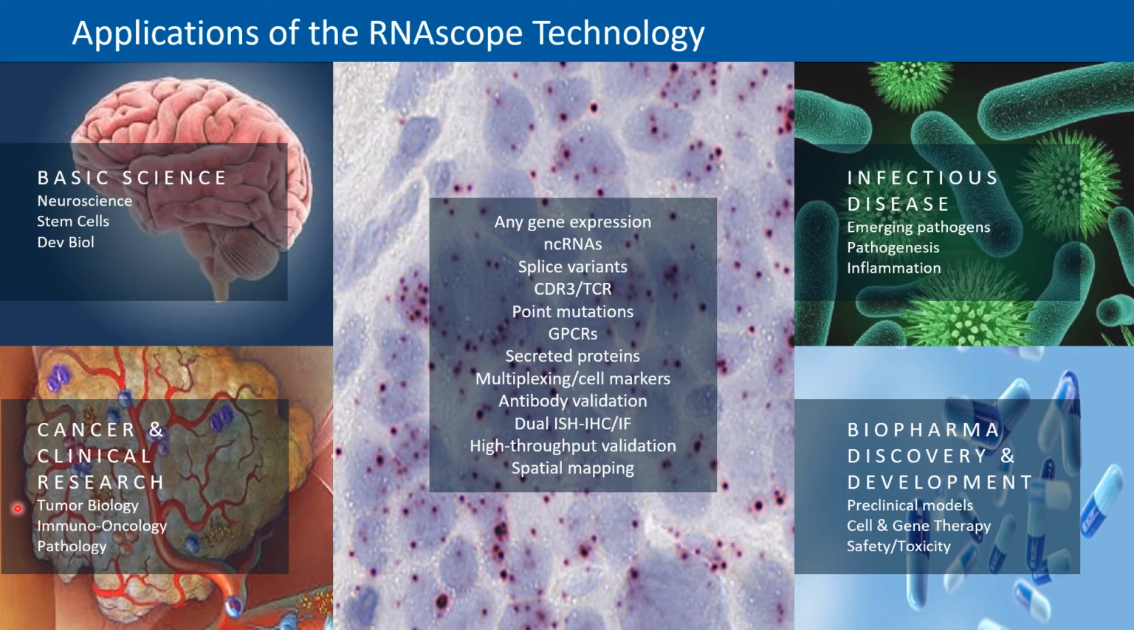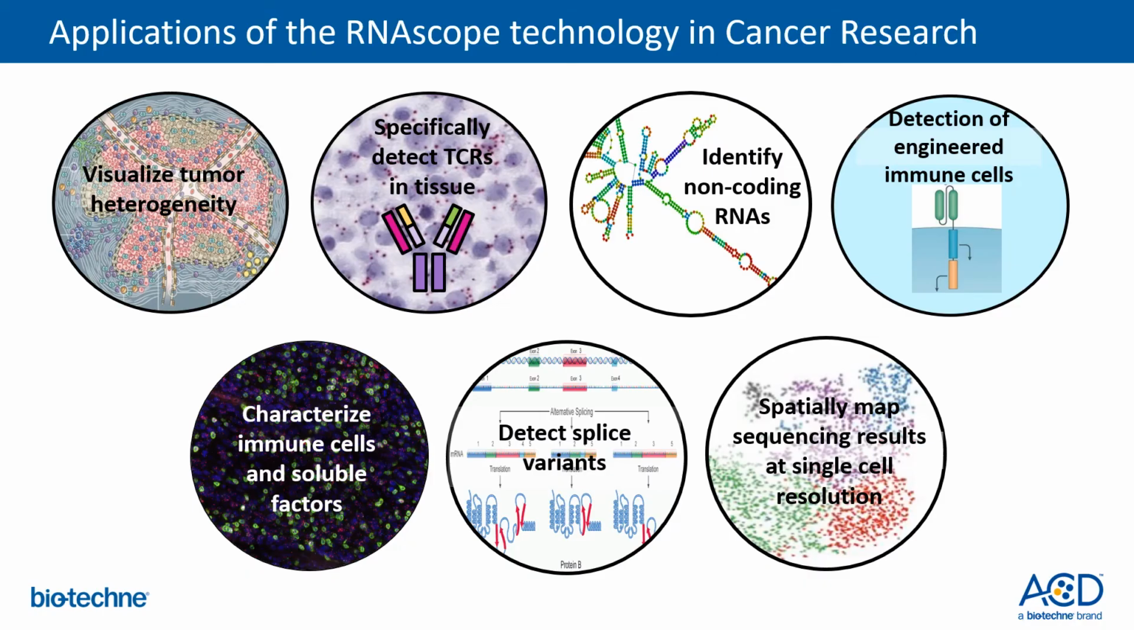And finally, we have been used in cancer and clinical research to understand the tumor microenvironment, study the interactions of different cells present in the tumor microenvironment, and study the different markers involved in immuno-oncology research. So for the purpose of today's talk, I'll be focusing on the applications of RNAscope in tumor biology and immuno-oncology.